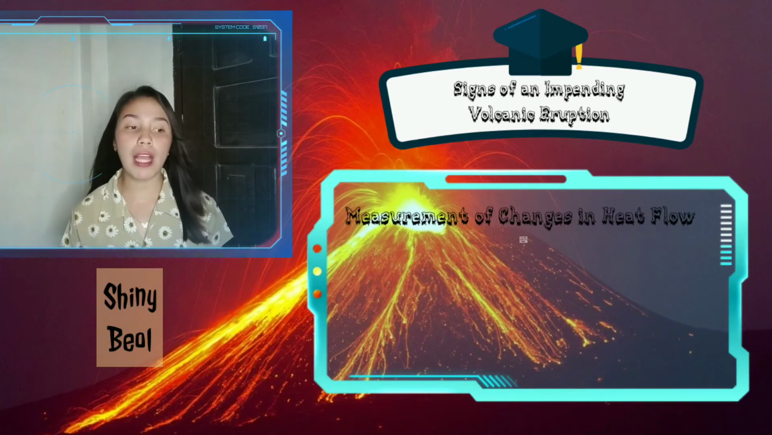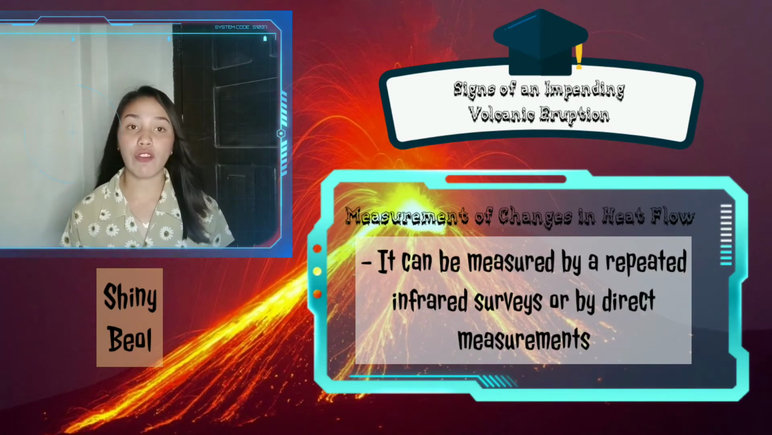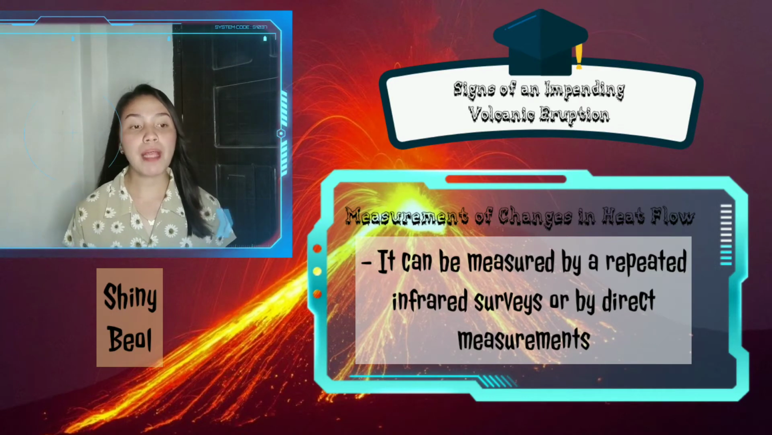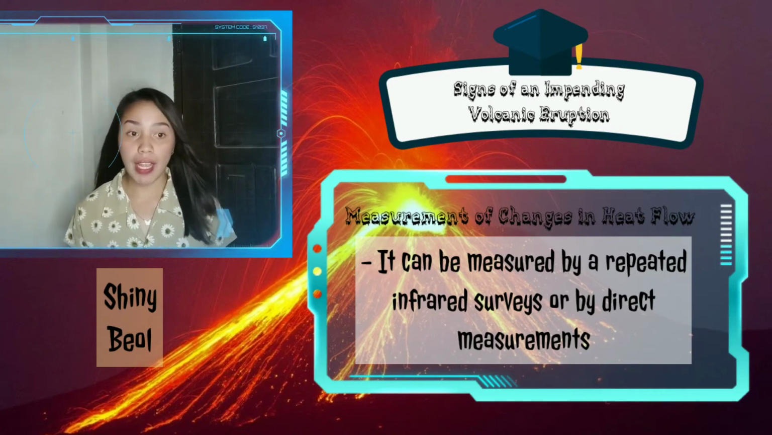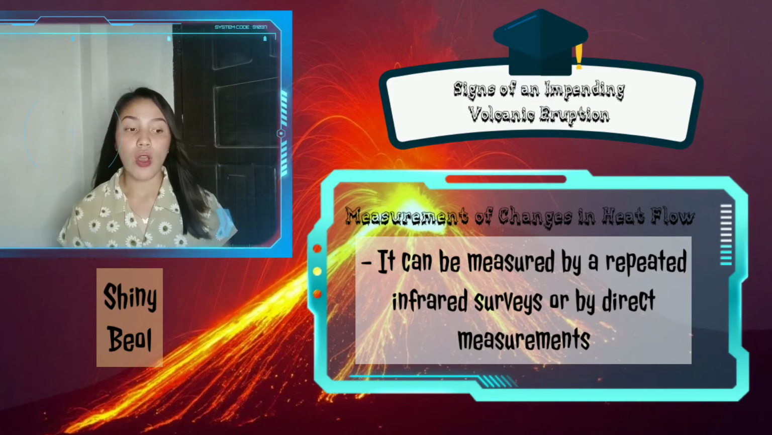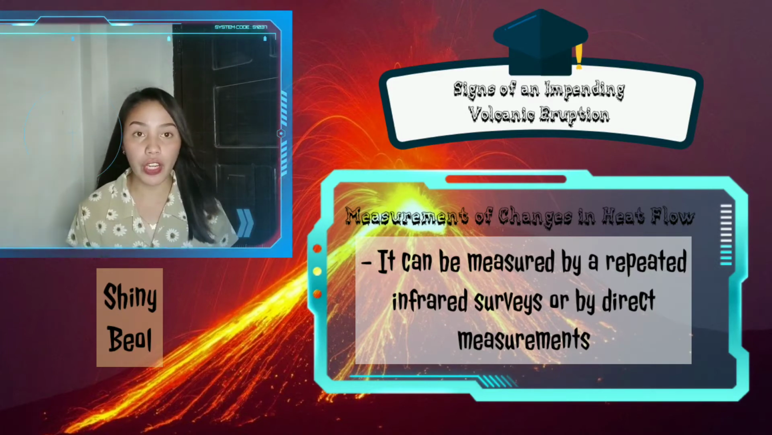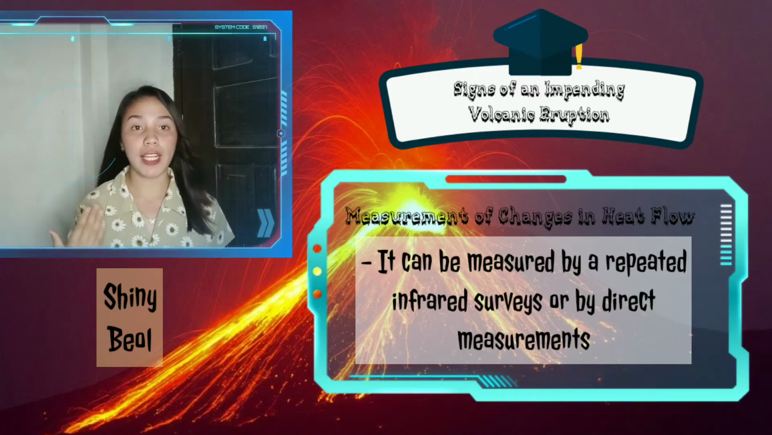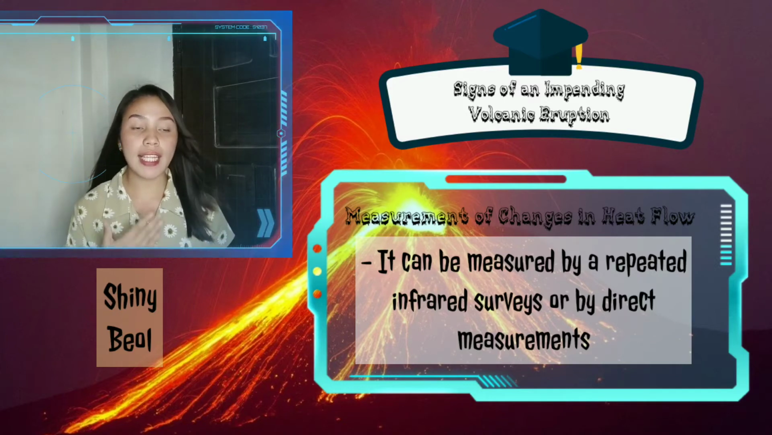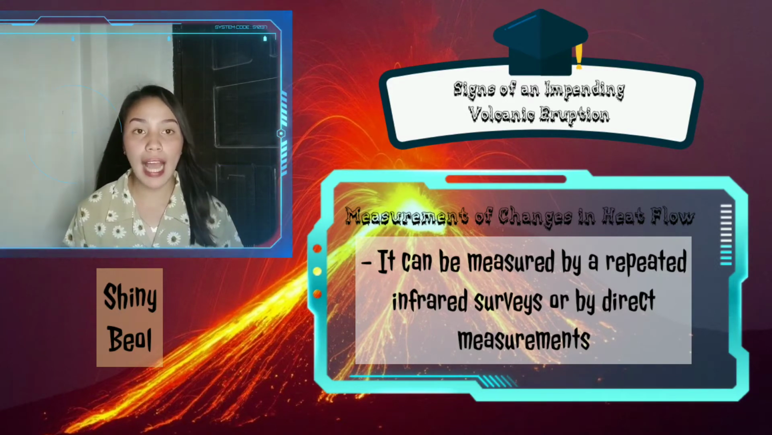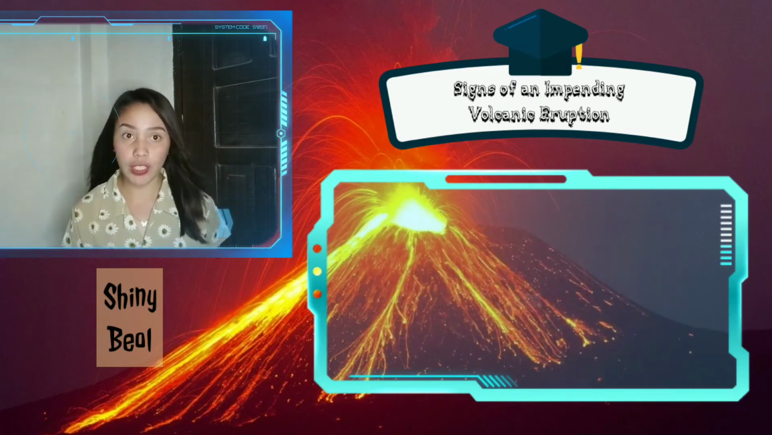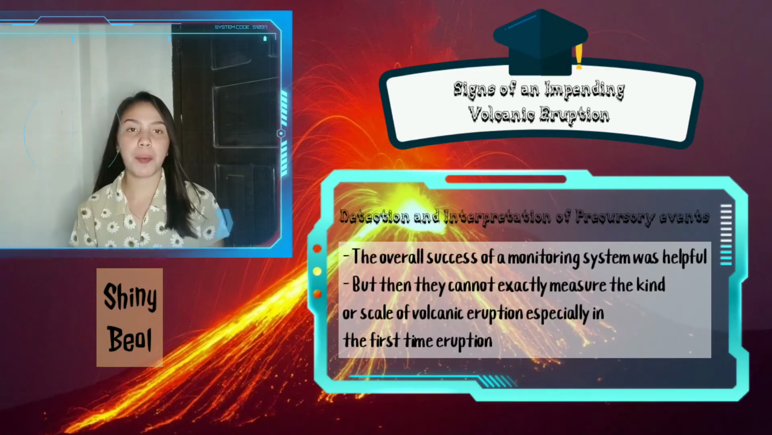There are also measurements of changes in heat flow. It can be measured by repeated infrared surveys or by direct measurements. Kung saan ang changes ng temperature ng hot spring water at pagkakaroon ng fumarolic activity ay pwedeng maging susi sa pagkakaroon ng analysis of gases and can be useful in detecting warning signs before an eruption. Next, detection and interpretation of precursory events.